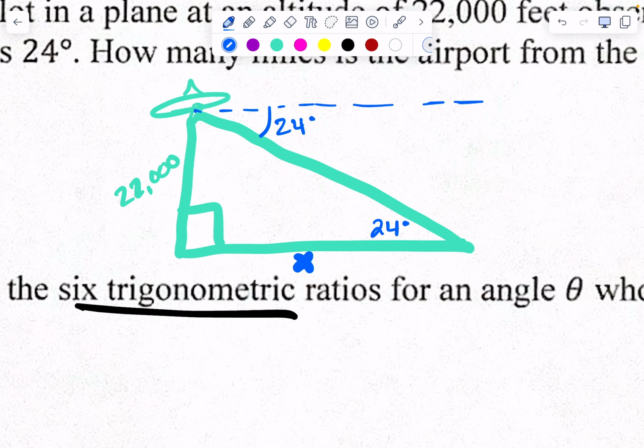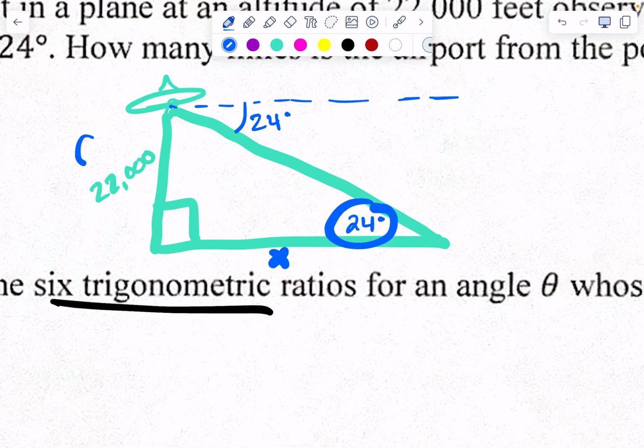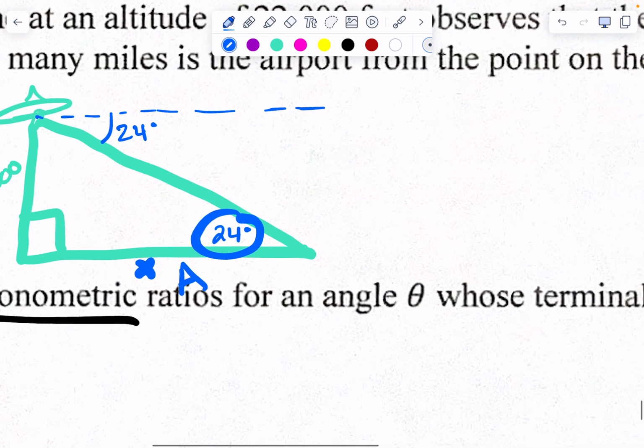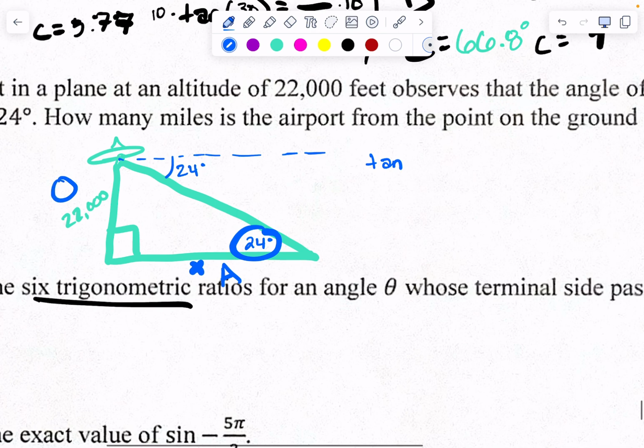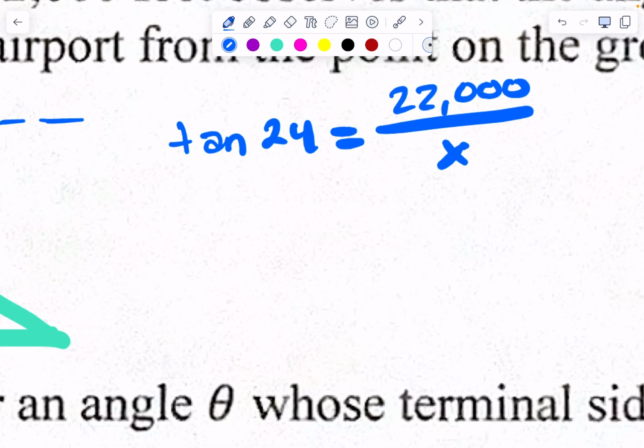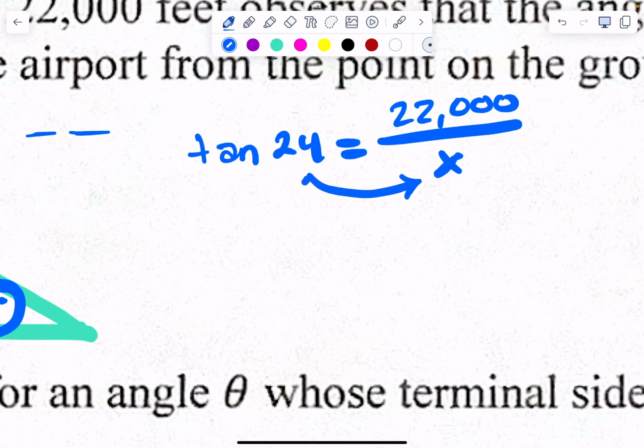Okay, let's do it. 24, opposite, so adjacent, tangent of what? 24. Tangent of 24 equals opposite, 22,000 over x. How do I get x by itself? Divide. No. Well, switch them.